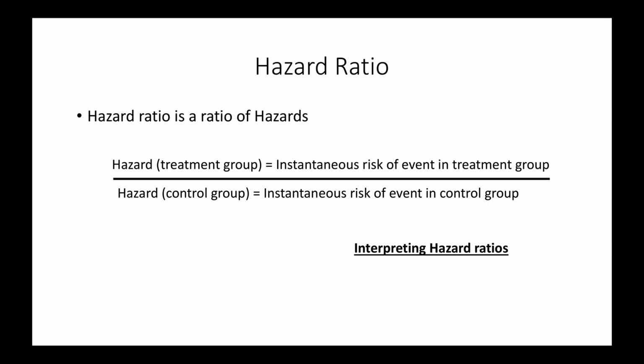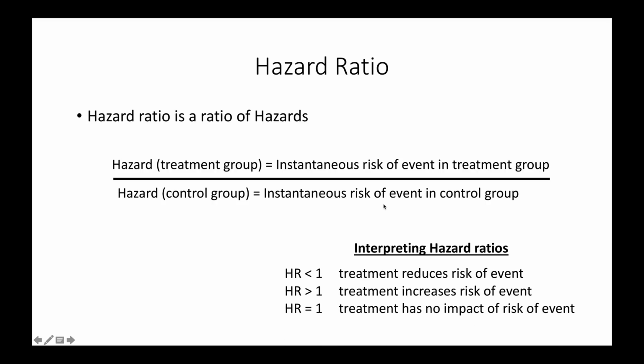And so now that we have this concept in mind, how do we interpret hazard ratios? There are going to be three options. Either the hazard ratio is going to be greater than 1, it's going to be less than 1, or it's going to be equal to 1. And so for hazard ratios less than 1, the treatment reduces the risk of event. Because if the hazard in the treatment group is smaller than the hazard in the control group, and we're taking a ratio here, that's going to be less than 1. So it reduces the risk of event.